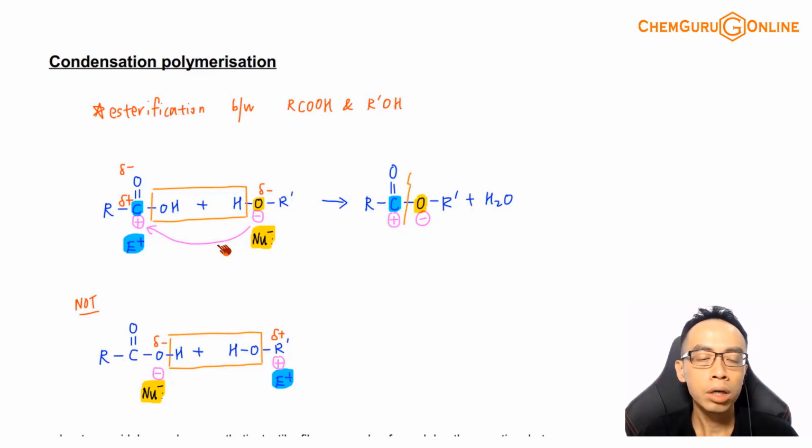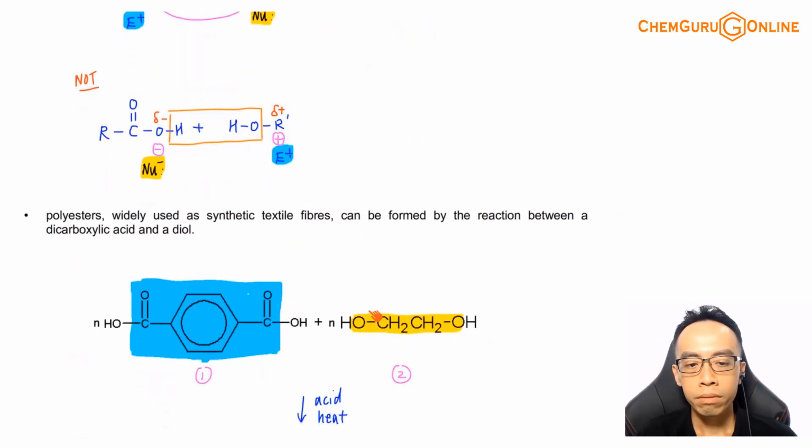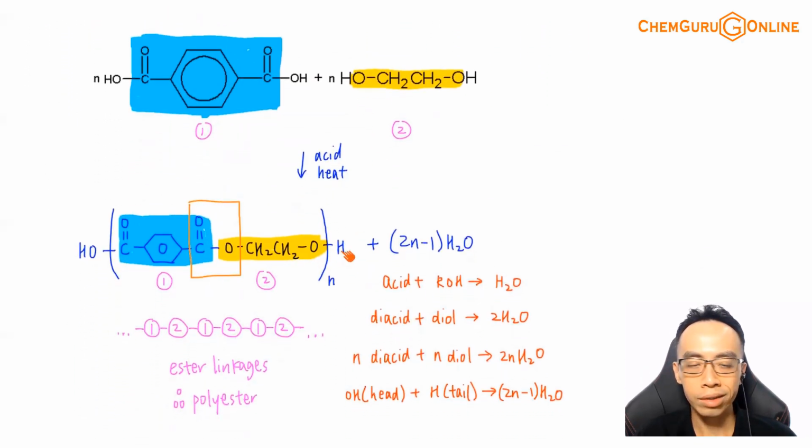Actually, that's it. So don't have this impression thinking that when we talk about mechanism, we have to draw the arrow pushing, then we have to memorize the steps. Actually, no. It's a very simple idea, just identifying who is the electrophile and who is the nucleophile. So we want to extend this idea to condensation polymerization. Now, this condensation polymerization is not really in syllabus.